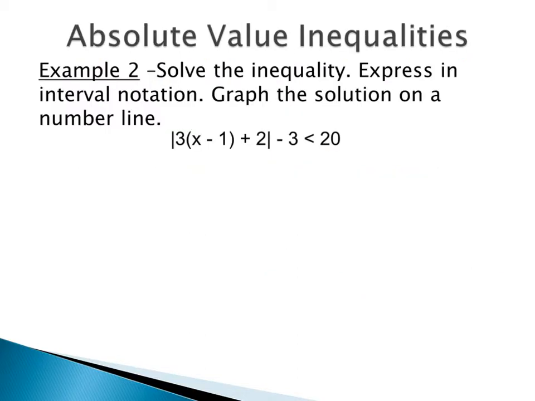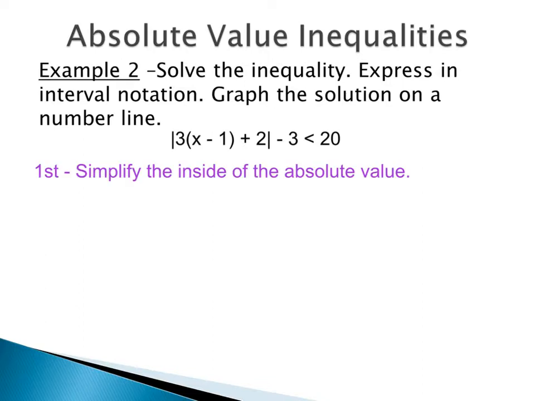So next we're going to be dealing with solving absolute value inequalities. When we're dealing with absolute value inequalities, our first step is that we want to try to simplify the inside of your absolute value first. So here I'm going to do that by first distributing the 3. So I'd be left with the absolute value of 3x minus 3 plus 2 minus 3 is less than 20. I can continue to simplify the inside by combining like terms, so we have the absolute value of 3x minus 1 minus 3 is less than 20.